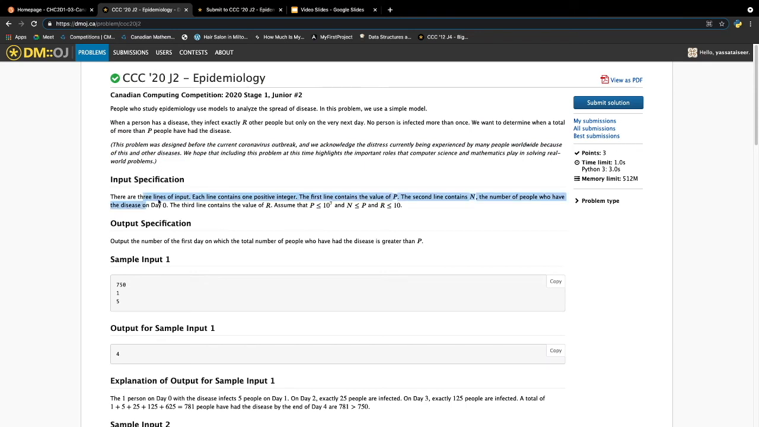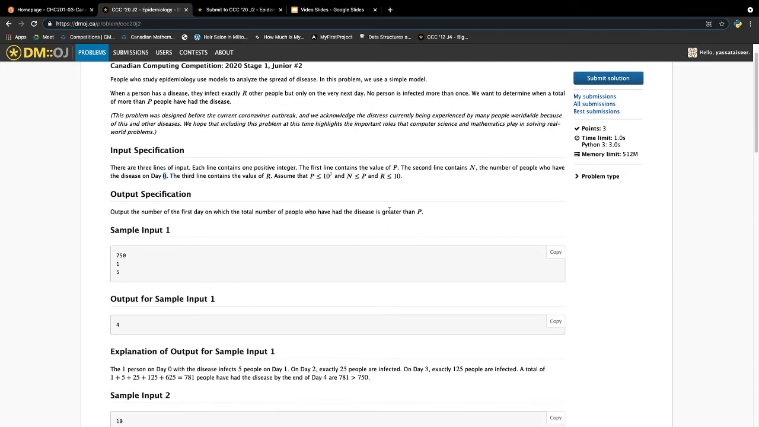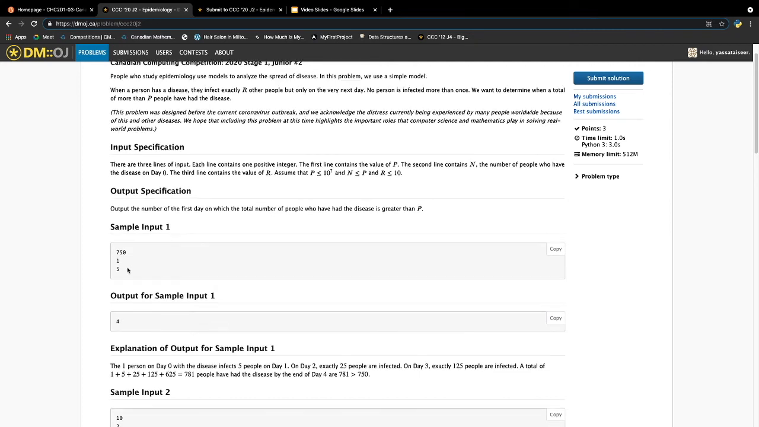There are 3 lines of input. Each line contains one positive integer. This is what it's saying. The first line is going to be P. As you can see in this test case here, 750 is P, the number of people that we want to see infected. The second line contains N, the number of people who have the disease on the first day, which is 1. And R will be the rate, 5.